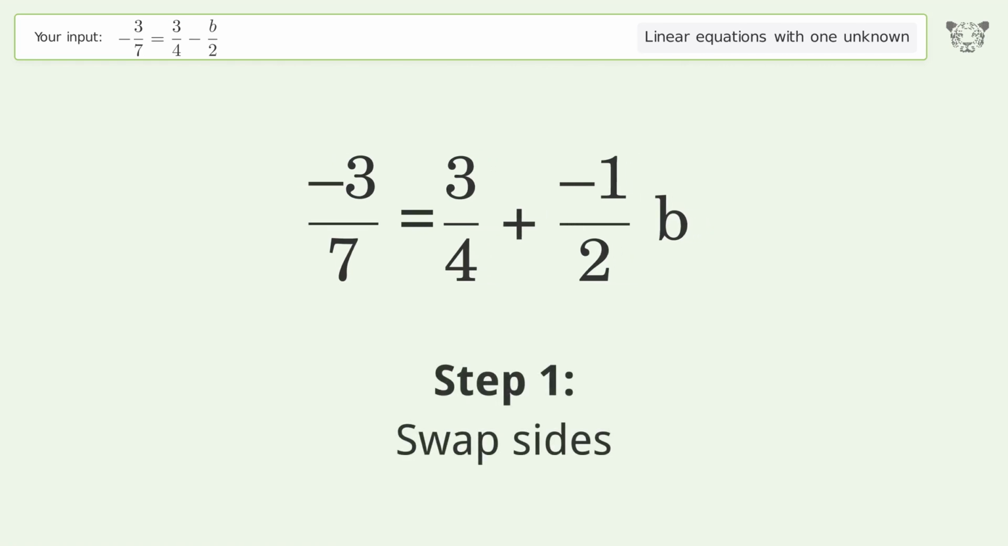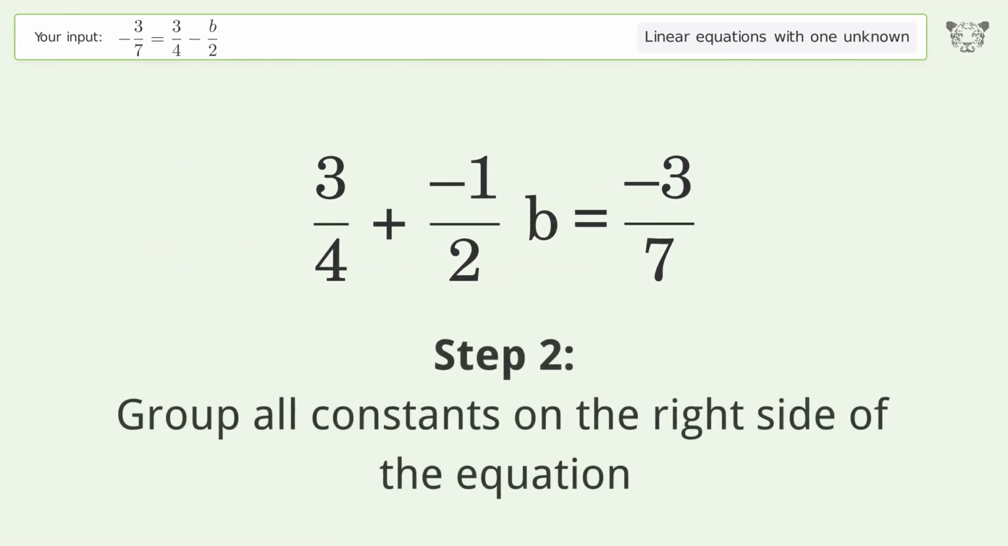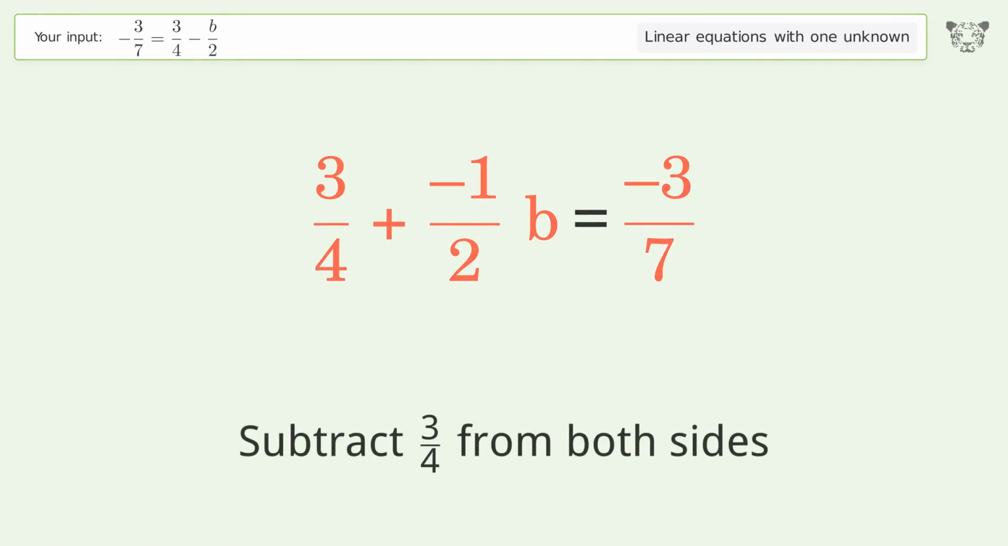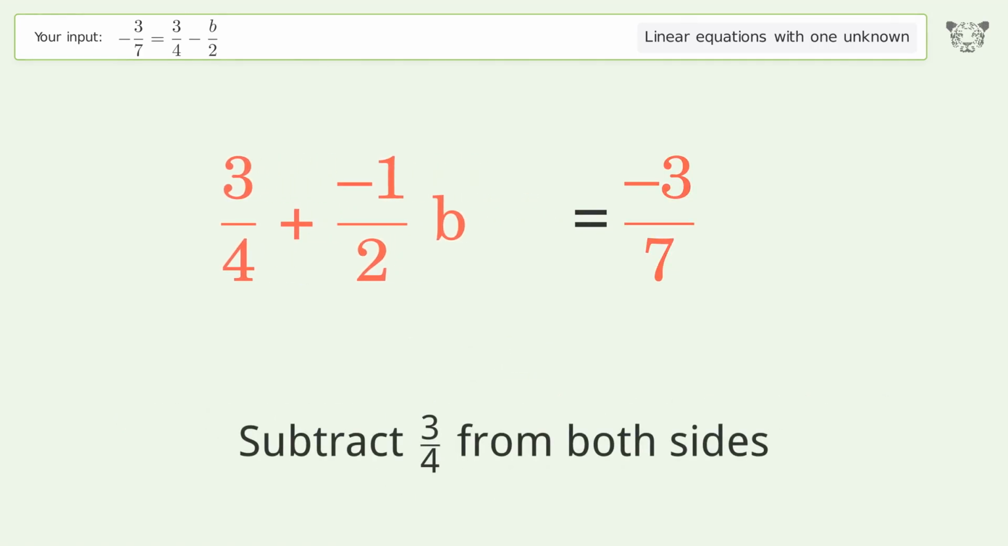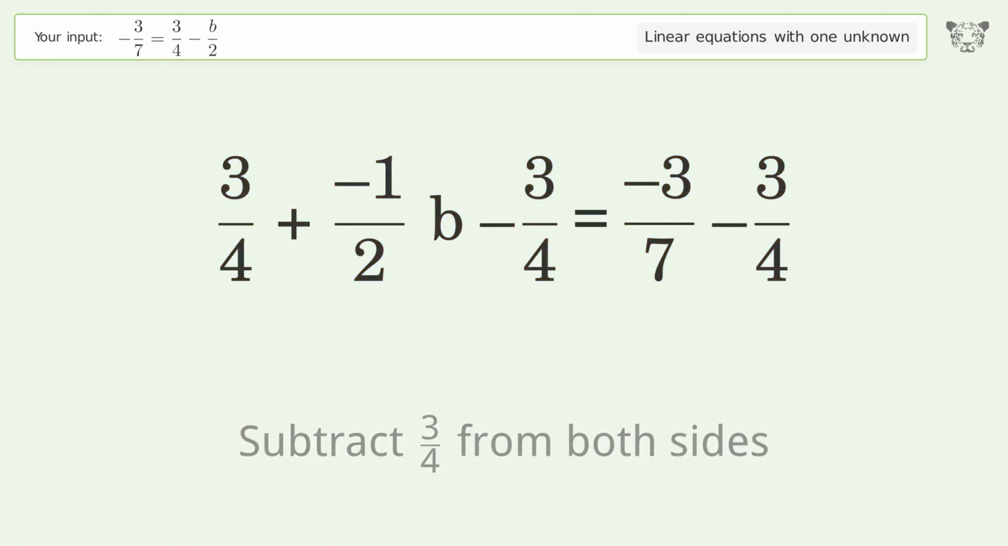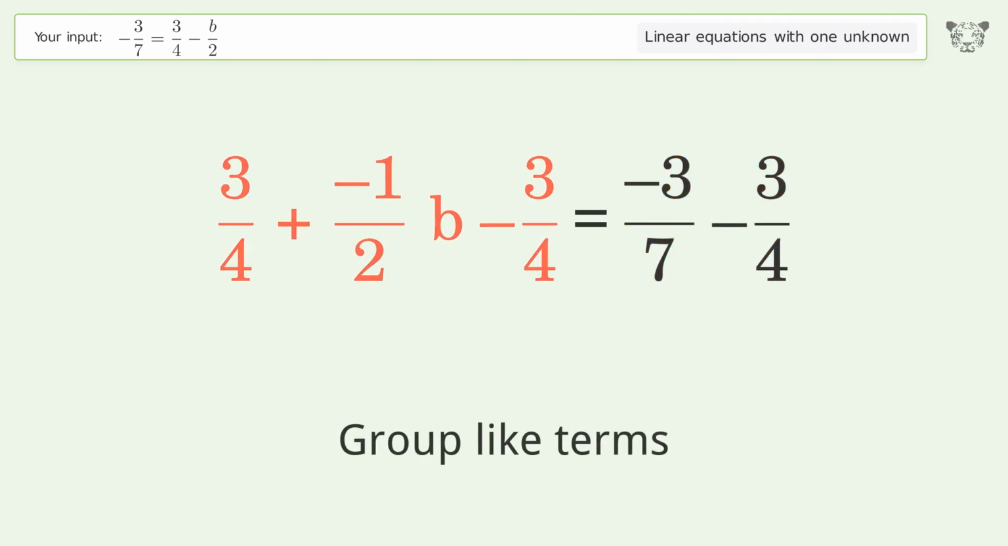Swap sides. Group all constants on the right side of the equation. Subtract 3/4 from both sides. Group like terms.